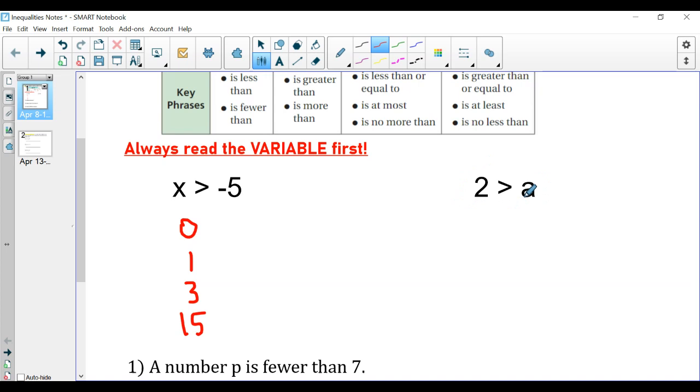So same thing over here. Now remember, a is less than 2. So what could a equal? It could equal 0. It could equal -10.